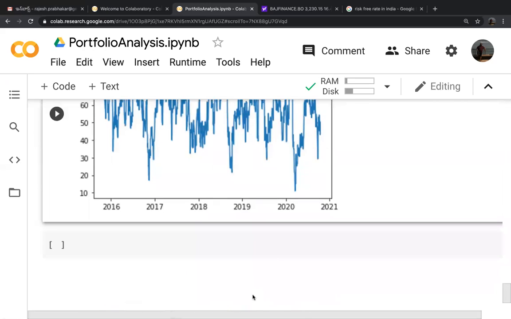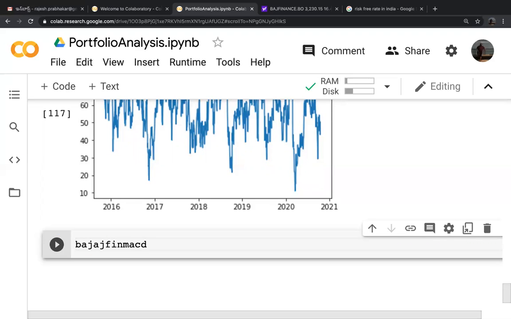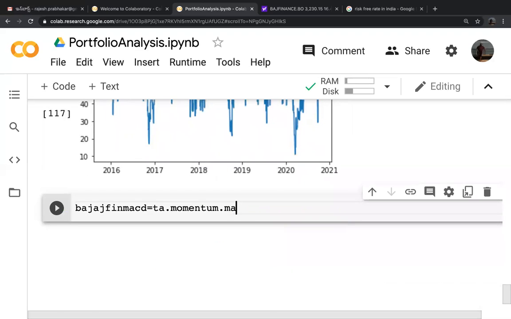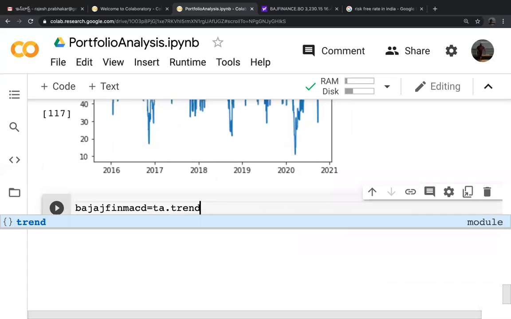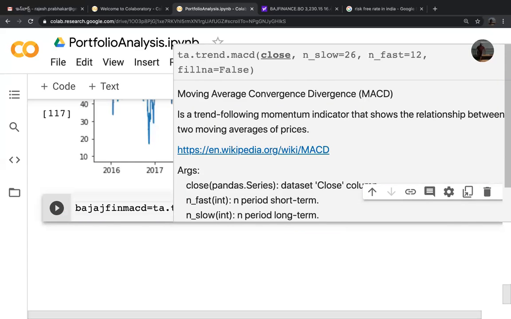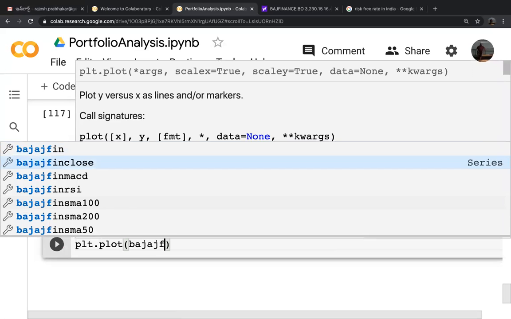So similarly, if you want to do MACD, moving average convergence and divergence, ta.momentum.MACD, is it a momentum indicator? No, MACD is a trend indicator, sorry. ta.trend.MACD in brackets Bajaj Spin close. Now plt.plot Bajaj Spin MACD.